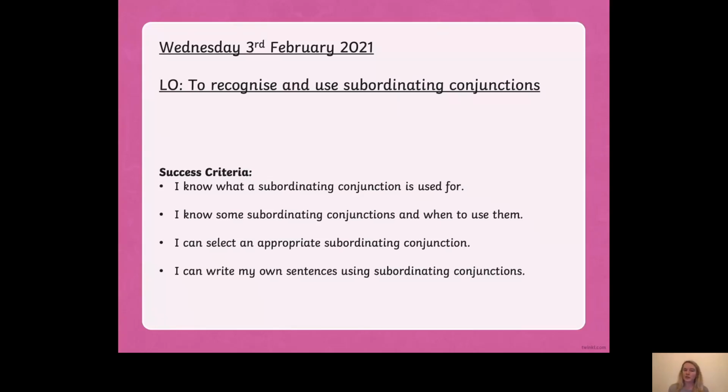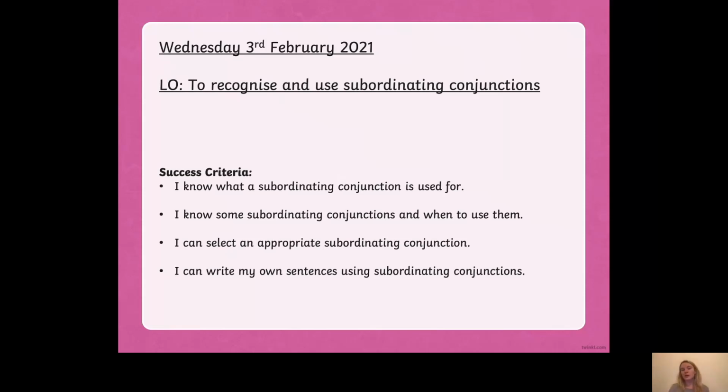So by the end of the lesson, you'll know what a subordinating conjunction is used for, and you'll be able to give me some examples of subordinating conjunctions and when to use them, because they're all used for different reasons. And because of this knowledge, you'll be able to select an appropriate subordinating conjunction in some different sentences. And at the end of the lesson, you'll even be able to write your very own sentences using subordinating conjunctions to talk about Florence Nightingale's journey to Scutari and what she did when she was there.